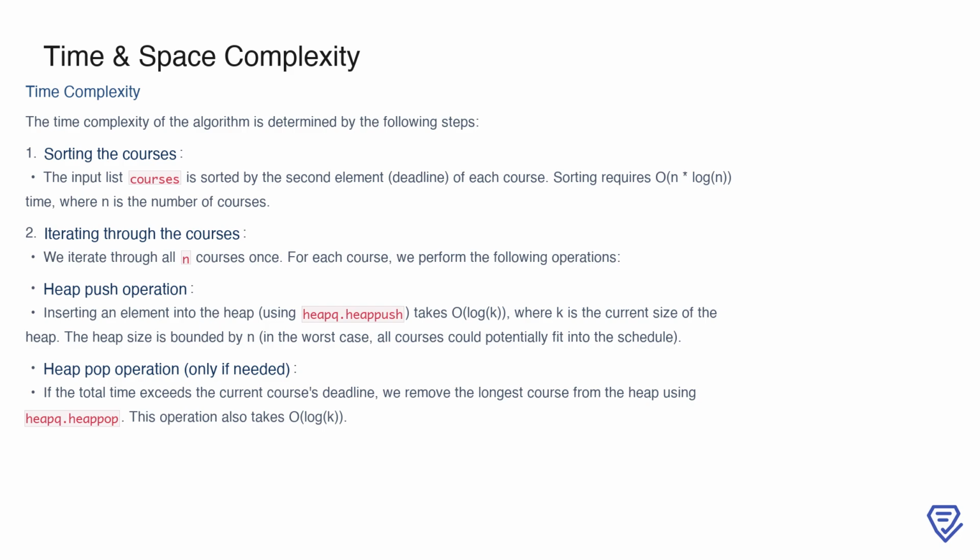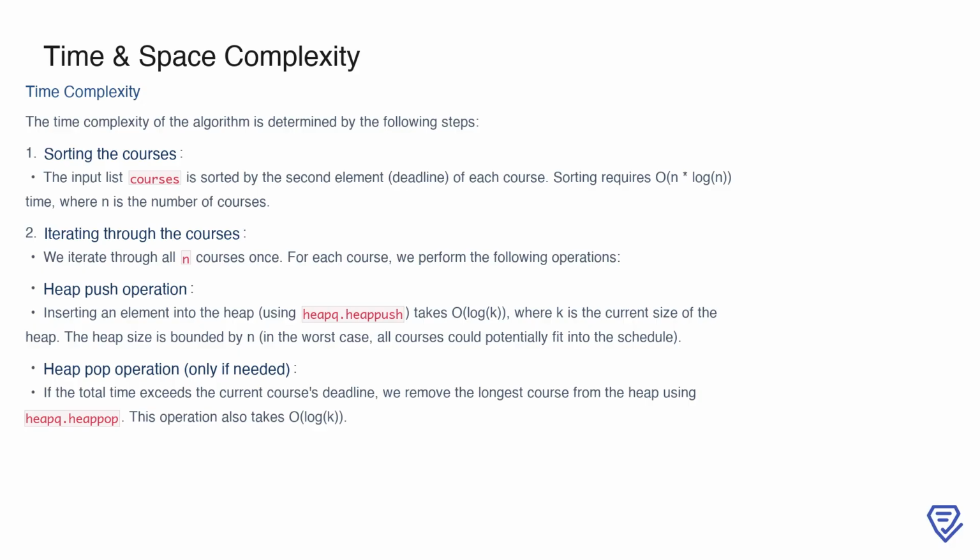In analyzing the time complexity of our algorithm, we start by considering the step where the courses are sorted based on their deadlines. This sorting operation has a time complexity of n log n, where n represents the number of courses. After sorting, we iterate through all the courses, which introduces another layer of complexity. For each course, we may perform a heap operation.